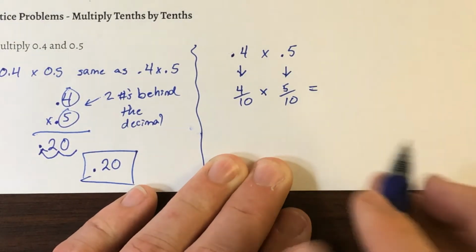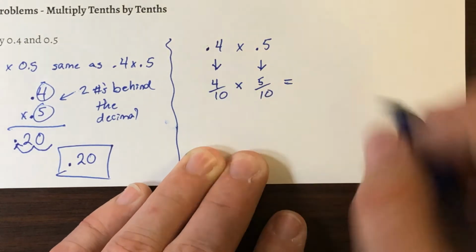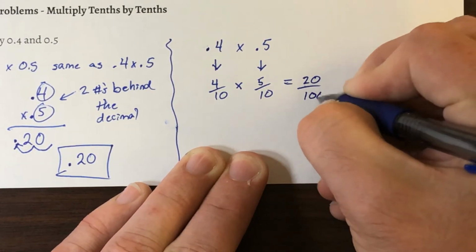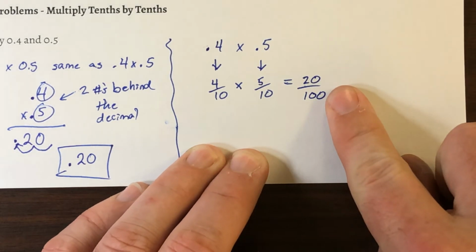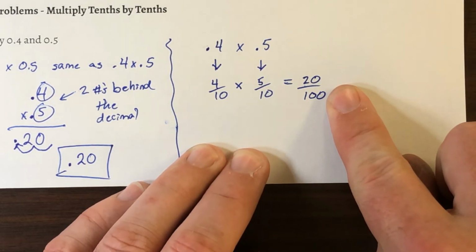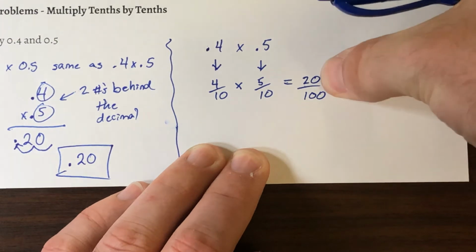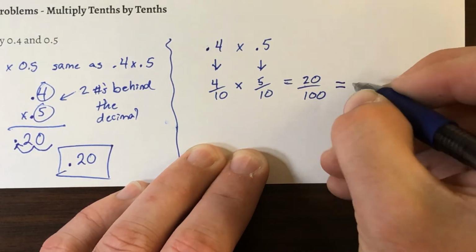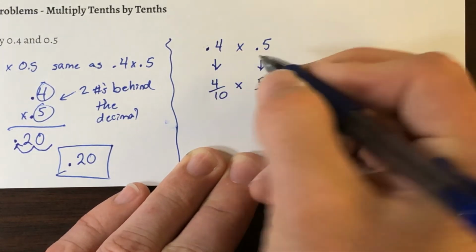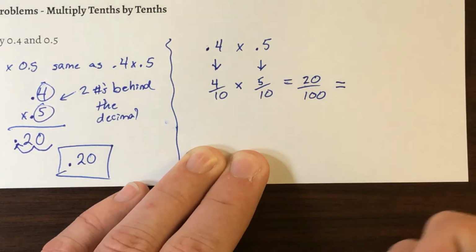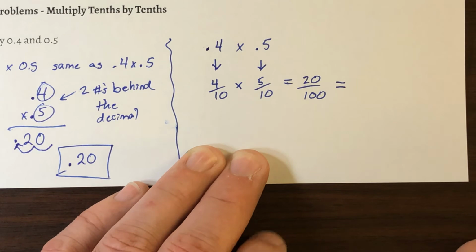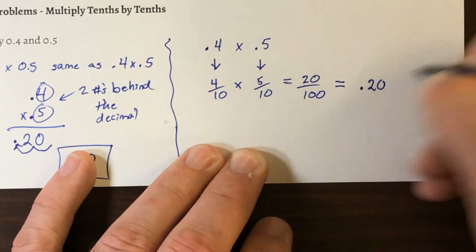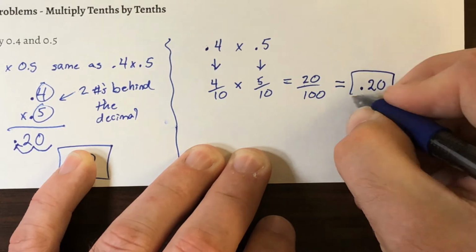I'm not going to mess with cross canceling. 4 times 5, 20. 10 times 10, 100. Now, how do you read this instead of saying 20 over 100? Well, this would be read as 20 hundredths. So once I get my fraction, I'm going to convert it right back to decimals because that's how the problem started. I should probably finish my answer like that. So 20 hundredths is written as 0.20, 20 hundredths.